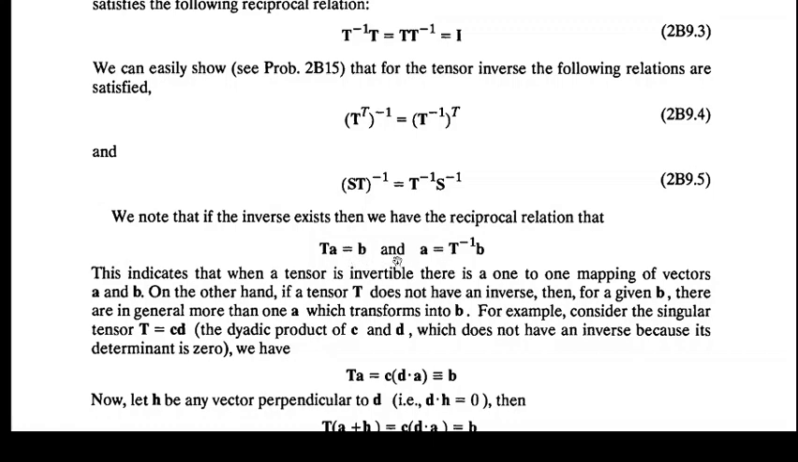And if the inverse exists, then you can write that Ta is equal to B, and A is equal to T inverse B. Then you have this reciprocal form if the inverse exists. It indicates that the invertible tensor gives a one-to-one mapping of vectors A and B. On the other hand, if the tensor T does not have an inverse, then for a vector B you have more than one pre-image.